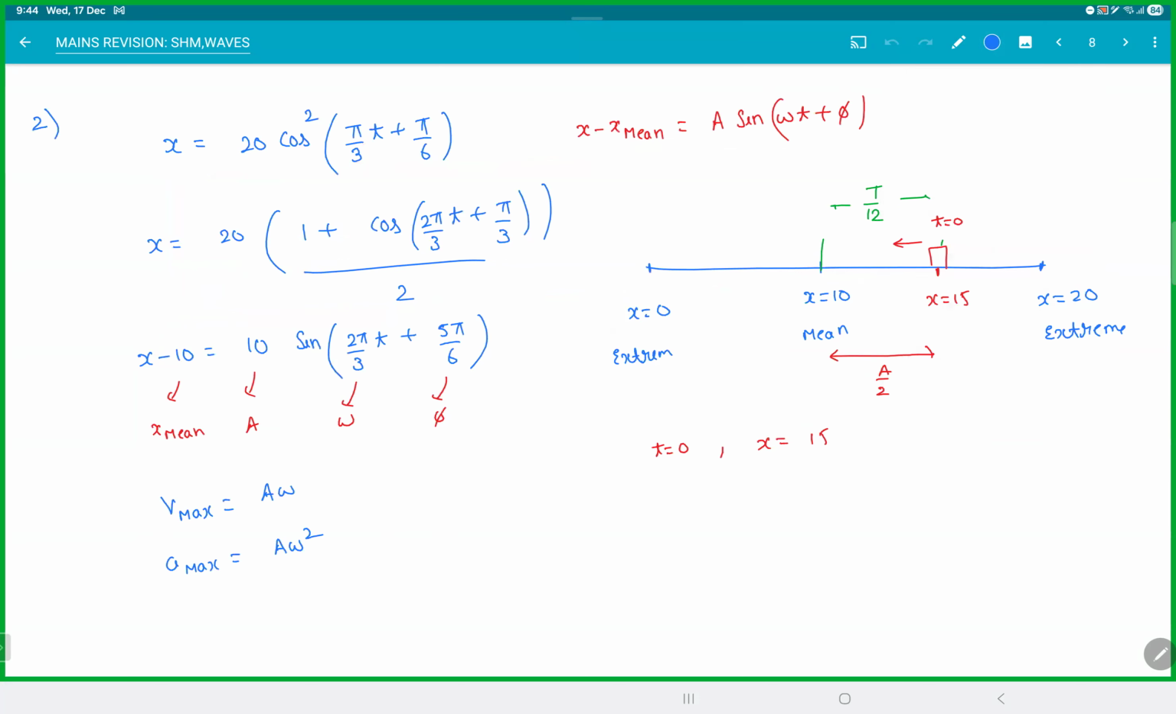And then I got x is equal to 15. So what else do you need? You want kinetic energy? Differentiate it. That is the fastest way. dx by dt, that will give you the velocity. Kinetic energy is half mv square. Right? Or you can use half m omega square A square. That is also fine.